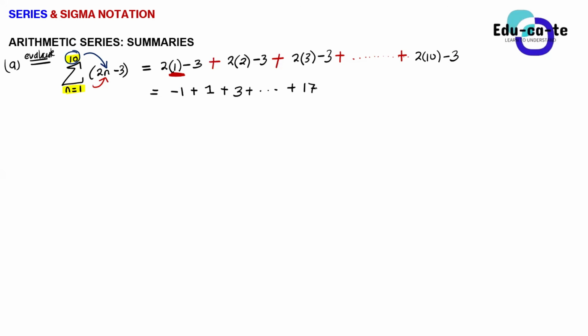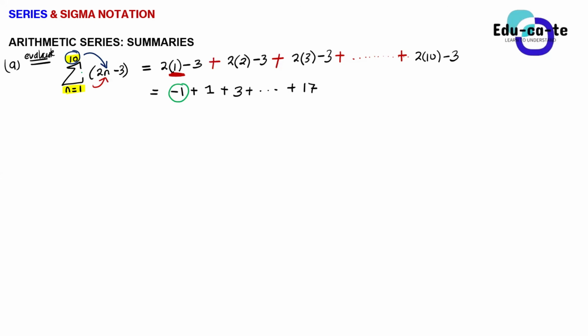So when you are given a sigma notation, you need to expand it into a series. But when you are given a series, you need to compress it into a sigma notation. Is that clear, guys? Do you notice that, guys, this minus 1 is the first term of the series.